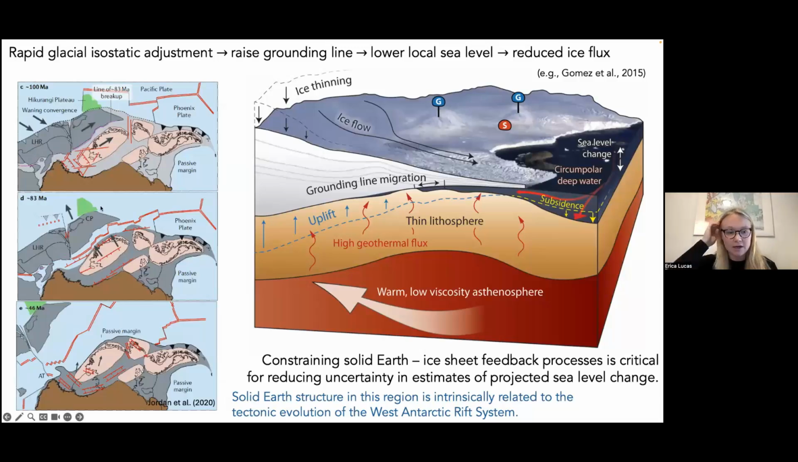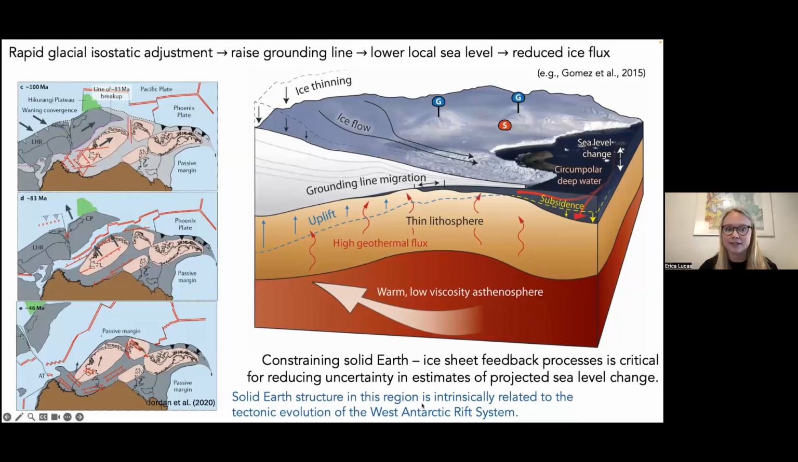So here, I'll just summarize by basically what I just said, which is if you have this rapid glacial isostatic adjustment, you can actually raise the elevation of the grounding line, lower local sea level, and then you'll have reduced ice flux. So from this, we know that constraining solid earth ice sheet feedback processes will really be critical for reducing uncertainties in estimates of projected sea level change from Antarctica.